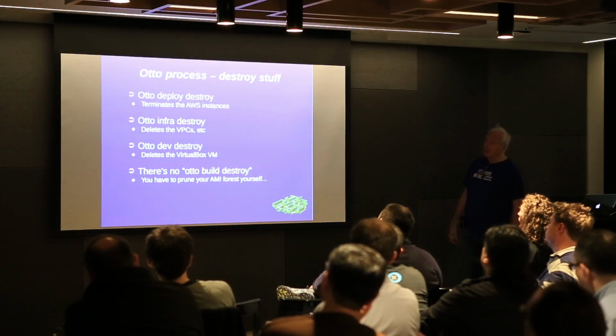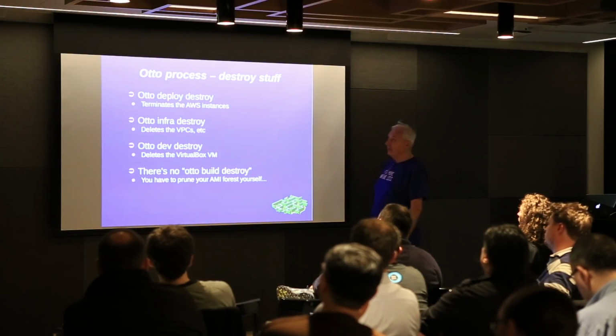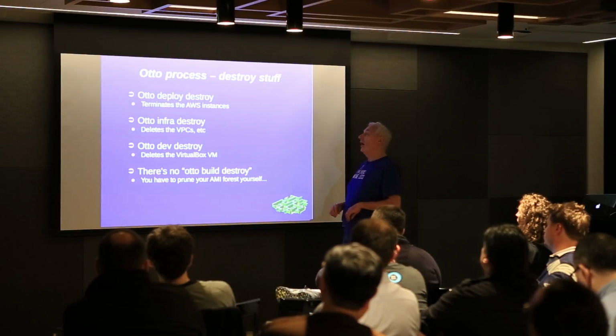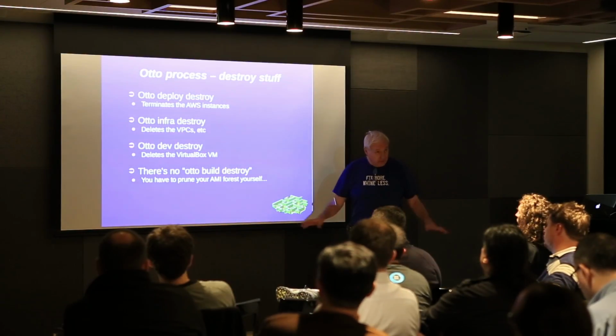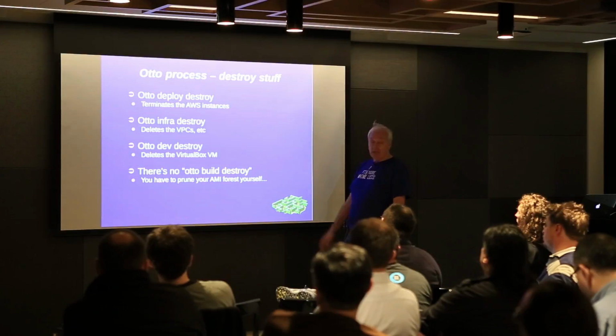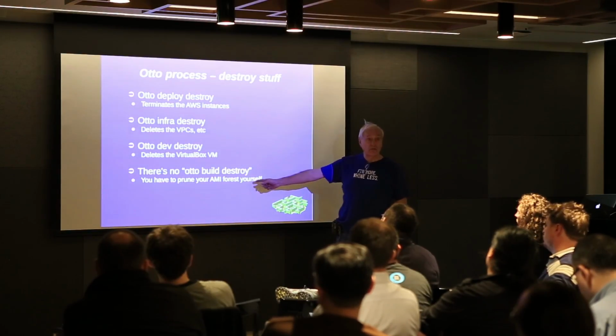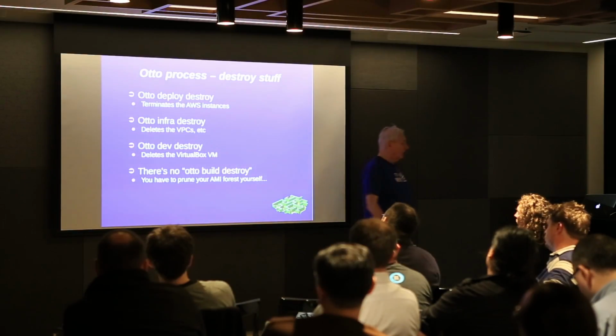Then when you finish, you get rid of stuff like this. Deploy destroy gets rid of your VPC instances. Infra destroy gets rid of the VPCs themselves. And dev destroy deletes the VM. No destroy of build. You've got to manage your AMI forest yourself.